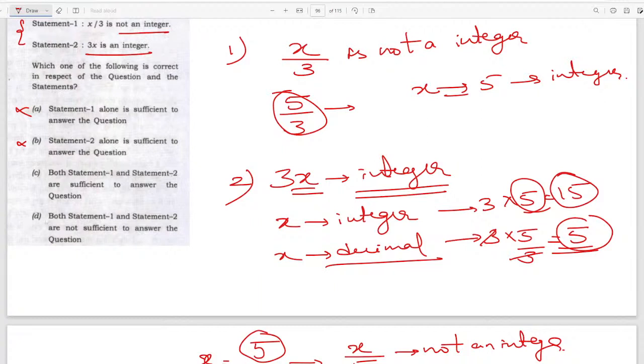So the correct answer is option D. Both the statements are not sufficient to answer the question. I hope this is clear. If you have any doubts, please ask.